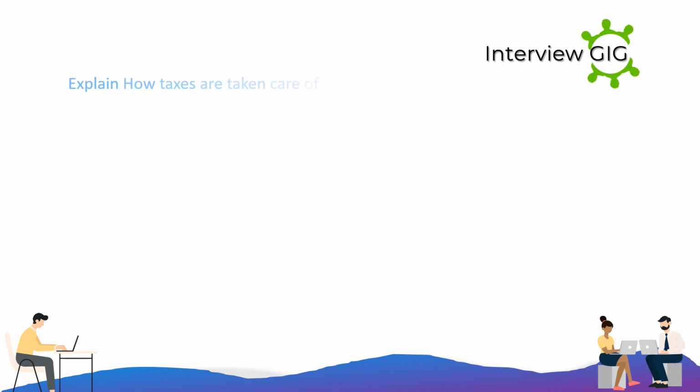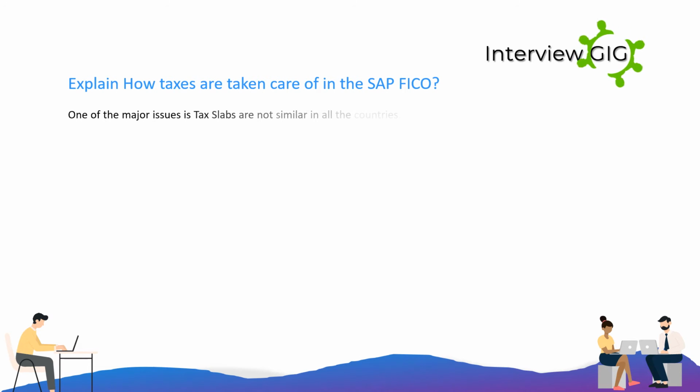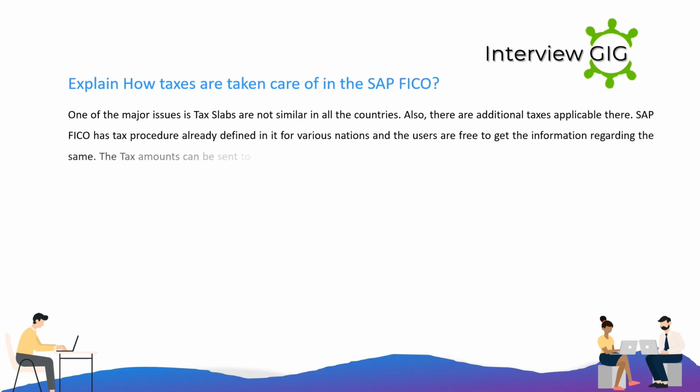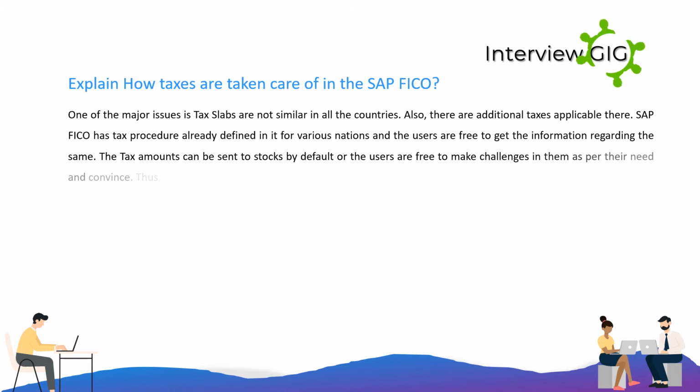Explain how taxes are taken care of in SAP FICO. One of the major issues is tax slabs are not similar in all the countries. Also, there are additional taxes applicable. SAP FICO has tax procedures already defined in it for various nations and the users are free to get the information regarding the same. The tax amounts can be set by default or the users are free to make changes in them as per their need and convenience. Thus, taxes are not an issue with SAP FICO.